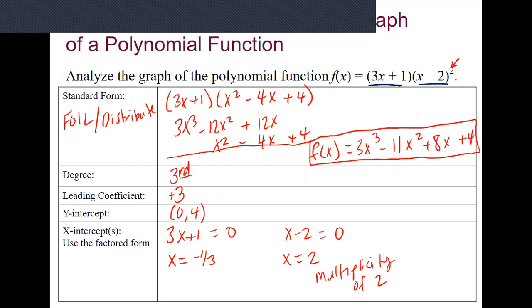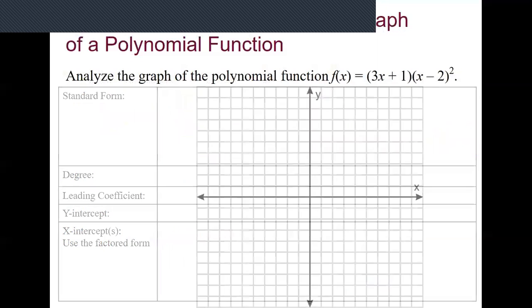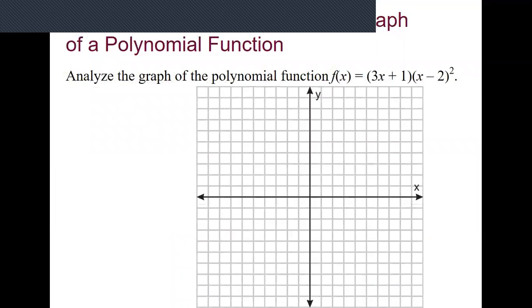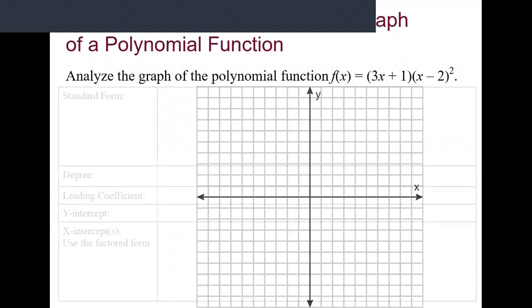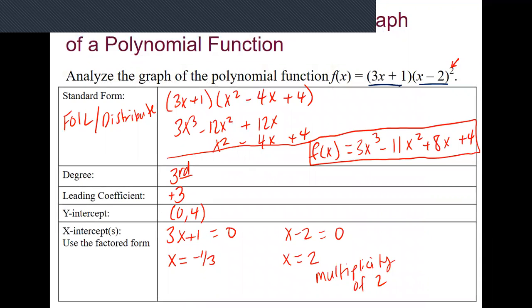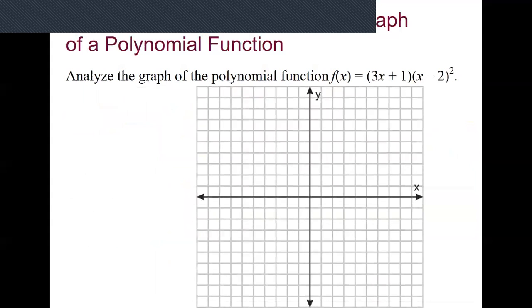Yes, that's good, because now we're gonna do it. So we're gonna do our little sketchy sketch. It ends positive, right? Why does it end positively? Exactly, the leading coefficient is positive. So we have our intercepts at negative 1/3 and 2, and our y-intercept at 4. So I'm going to graph that. So I'm at negative 1/3.